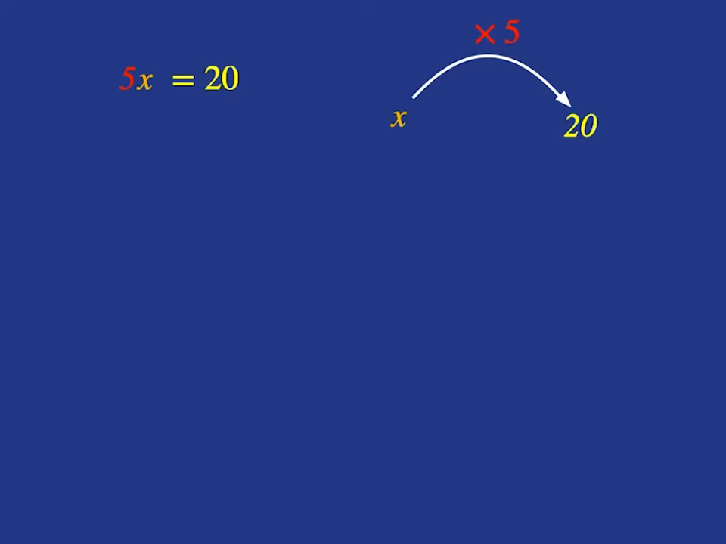We want to get back to the x, so we need to do the inverse operation, and the inverse of multiplying is dividing. In an equation, what we do to one side, we must do to the other. So let's divide both sides of the equation by 5, and 5 divided by 5 is going to be 1, so you just get back to the plain x you wanted. And then 20 divided by 5 is 4, and so we have our solution to the equation.